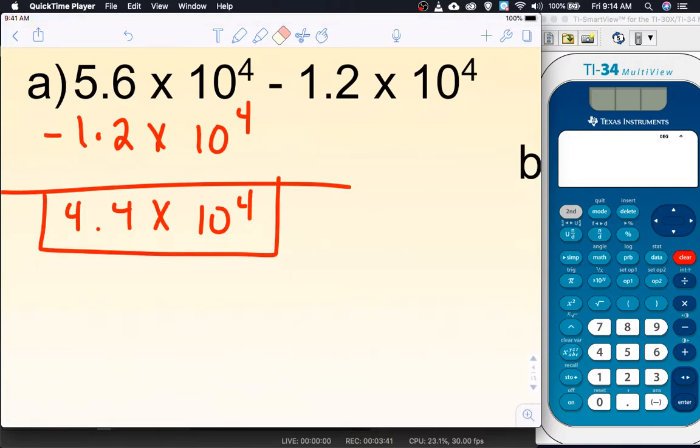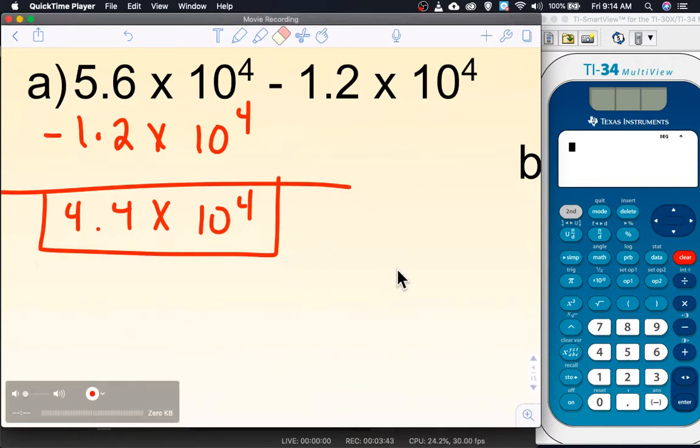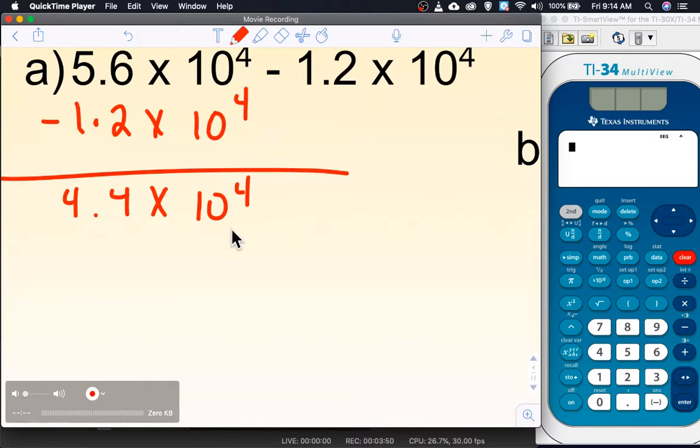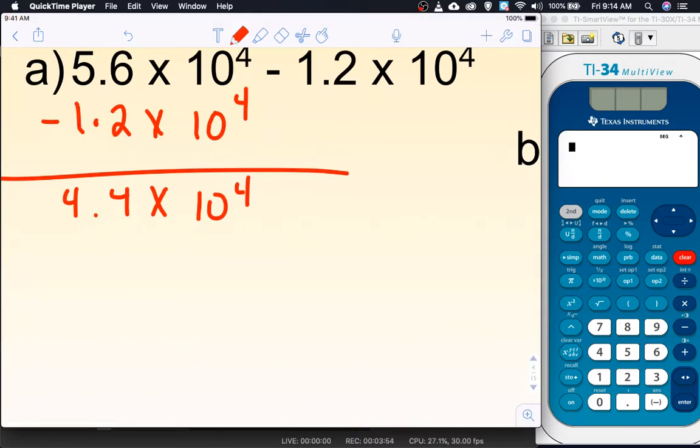That problem's done. Now, one thing we should always check for, and I didn't say it, so I'll say it now: one thing you should always check is to make sure your answer itself is in scientific notation. If it's not, because sometimes it won't be, you will need to do a little conversion like we did in the previous lesson, and then you'll be done. But that problem is finished. That number is in scientific notation.